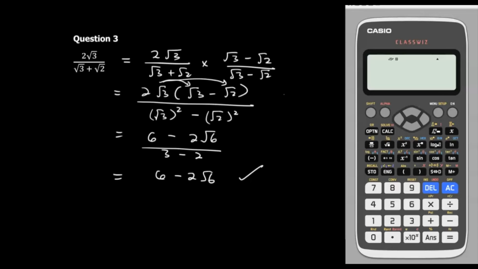Now I'm going to show you how to use the Casio Classwiz calculator to get your answer. First you press the fraction button, then 2 surd 3, then go down, then surd 3, then go to the right, plus, then surd 2. Then you go to the right, then you press equals, then you get 6 minus 2 surd 6, and that's the answer.